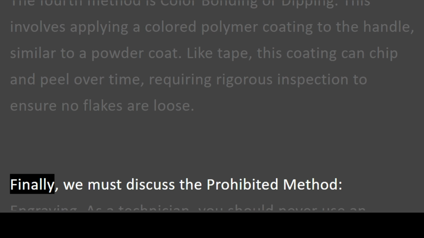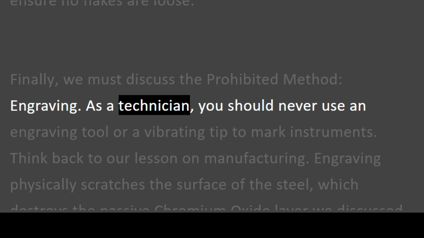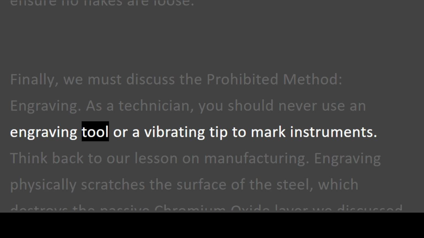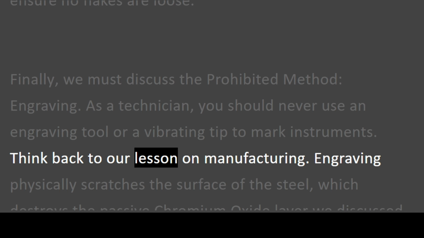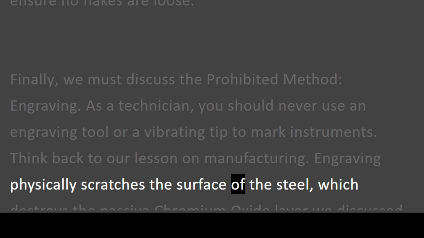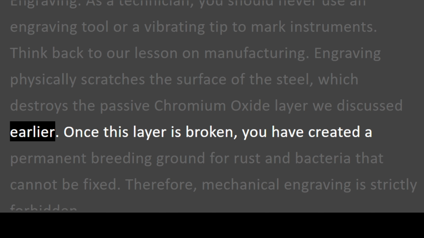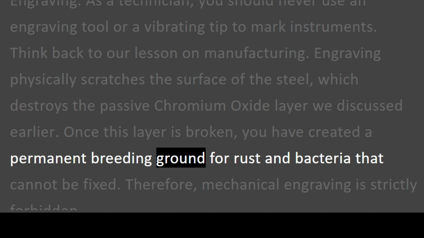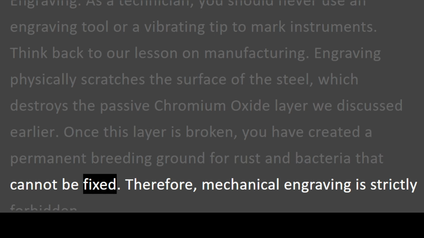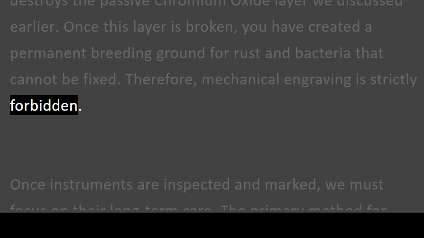Finally, we must discuss the prohibited method, engraving. As a technician, you should never use an engraving tool or a vibrating tip to mark instruments. Think back to our lesson on manufacturing. Engraving physically scratches the surface of the steel, which destroys the passive chromium oxide layer we discussed earlier. Once this layer is broken, you have created a permanent breeding ground for rust and bacteria that cannot be fixed. Therefore, mechanical engraving is strictly forbidden.